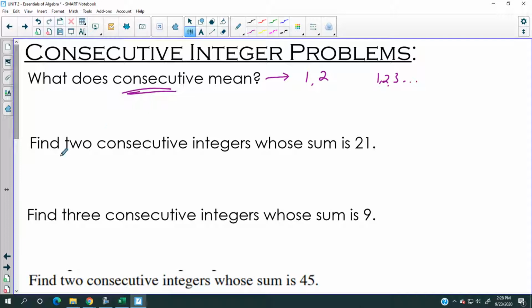So that begs the question: find two consecutive numbers whose sum is 21. Can you think of two numbers that add up to 21 that come right after one another? Yeah, 10 and 11. Now, look at this next question. Can you find three numbers, one right after another, that will give me 9?